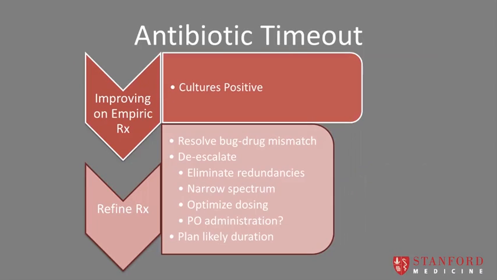In the instance where cultures are positive and the patient is improving, we should refine our antimicrobial therapy. We should resolve any bug-drug mismatch in terms of antimicrobial susceptibility. We may be able to de-escalate therapy by eliminating those redundancies I mentioned, by narrowing the spectrum of antibiotic therapy. We should optimize our dosing and consider in some cases whether therapy can be, for instance, switched to the oral route. And it's also time then to plan the likely duration of therapy.